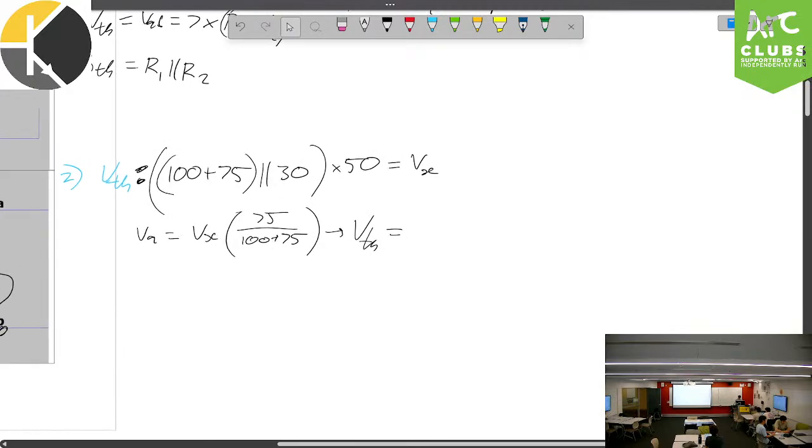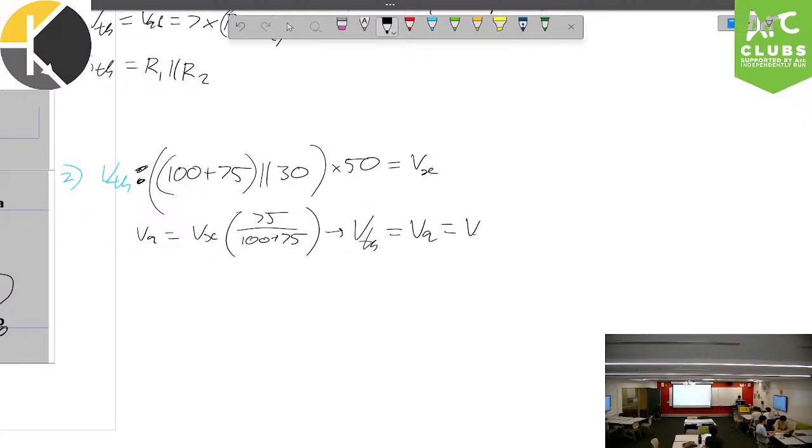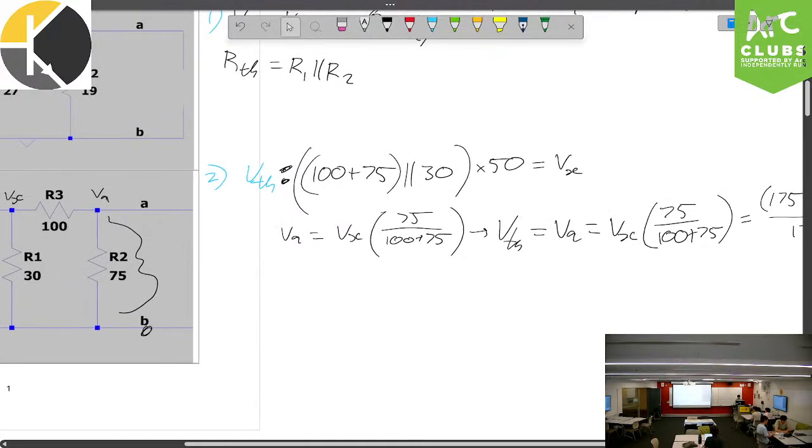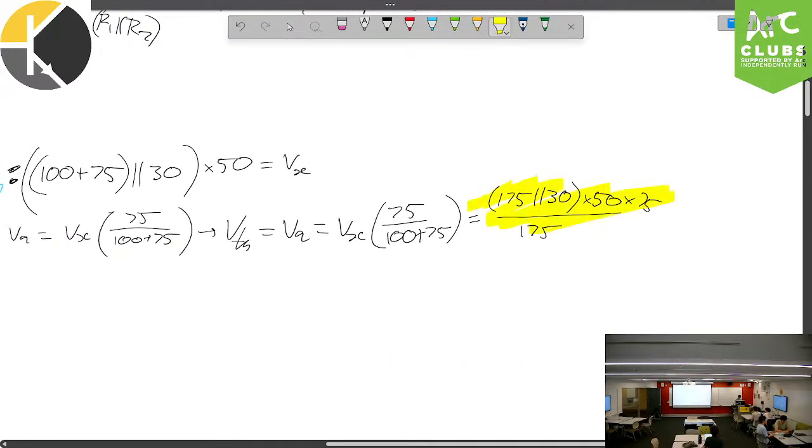So, let's do this. Vth is going to be equal to VA, which is equal to Vx times 75 on 100 plus 75. It's a plus. Which is going to be equal to the big numerator of 175 parallel 30 times 50, times 75 over 175. Right? Fantastic stuff. So I'm just going to highlight that as Vth.